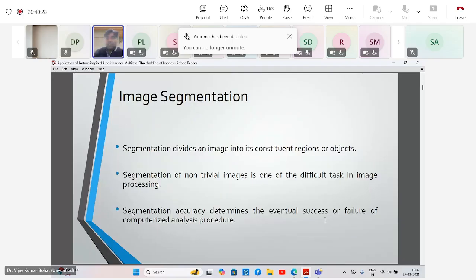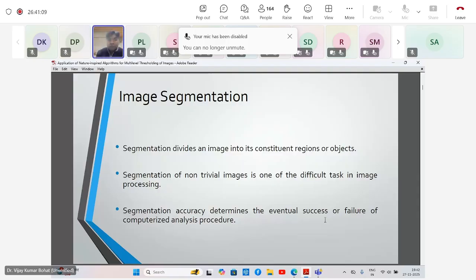First, we discuss what is image segmentation. Basically, in image segmentation, we want the content of the image to be separated into its constituent regions or objects. Whatever knowledge is available in the images, we can extract that particular knowledge. It's a difficult task because of the nature of the image. Sometimes the image is very simple and easily segmentable. But sometimes the histogram of the image is not easily segmentable, so we have to apply some special optimization techniques.